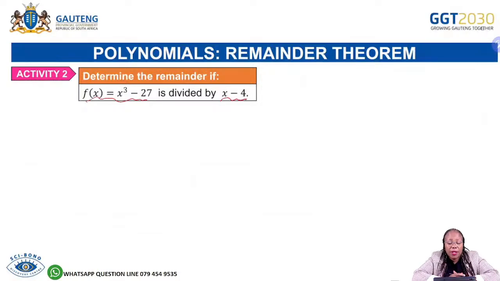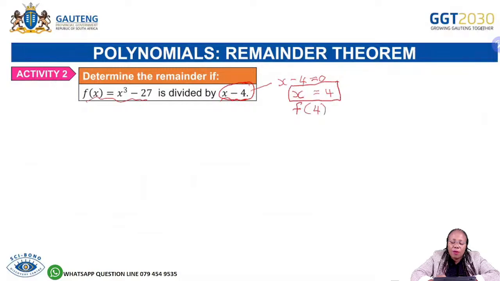Right, what will happen here, grade 12, is we are taking this divisor x minus 4 and we let it equal to 0. So now it will give you the value of x, which is equal to 4. So this is the value that we will be substituting. That means we will be looking at f at 4 now in our f at x formula.